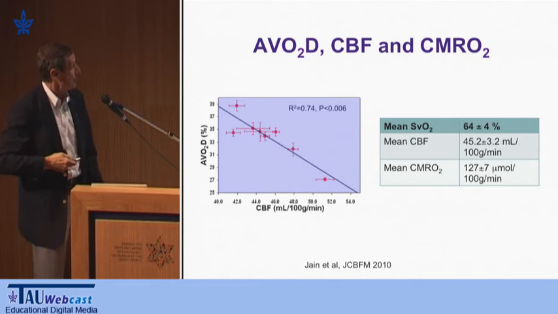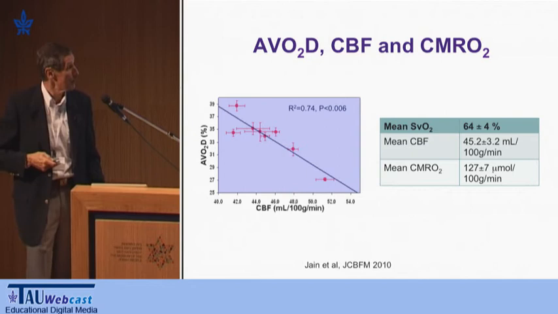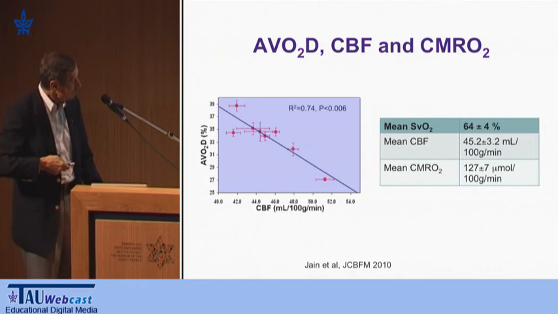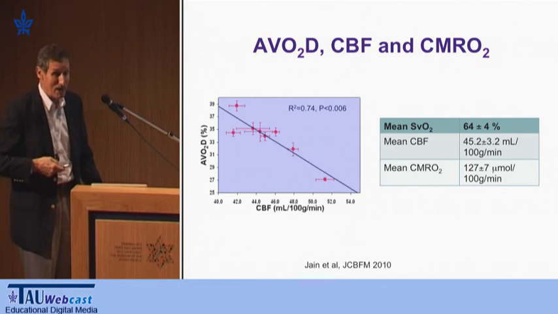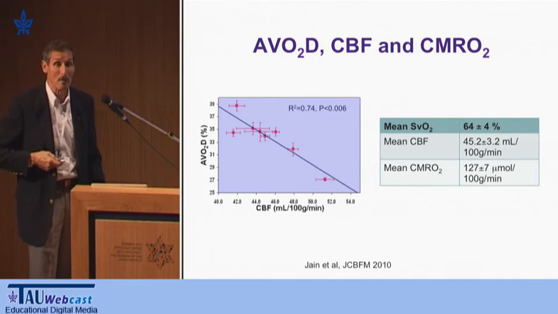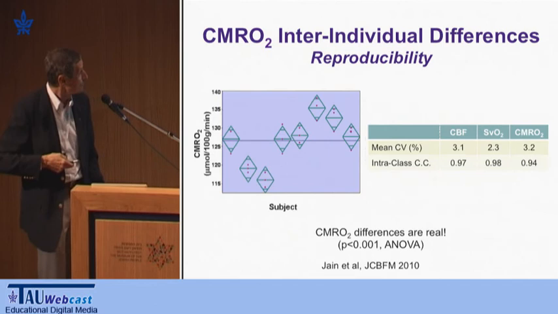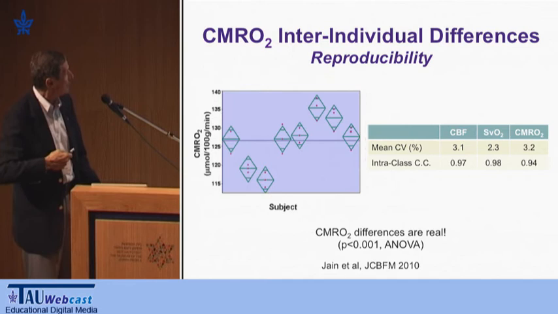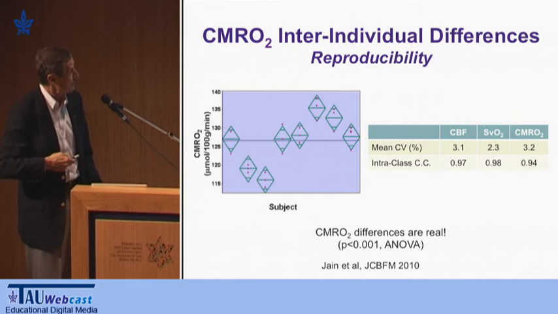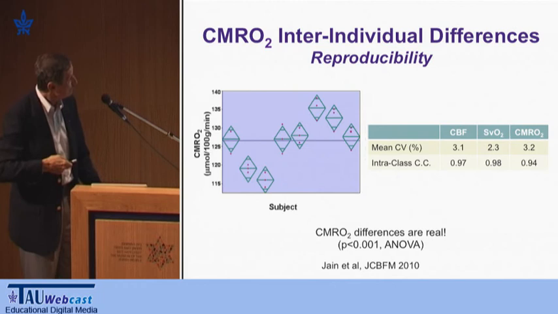The faster the flow, assuming that CMRO2 is constant, the less oxygen gets extracted. We published this last year in JCBFM. And these are the values in 10 subjects, 127 plus or minus 7 micromole per 100 gram per minute. This is exactly where you would expect it and where others have reported CMRO2 using other means. These are the results of a repeat study, and you can see we did each subject three times. The values are pretty tight, so we can do this with quite good reproducibility. The mean CV is on the order of 3% for all three values.